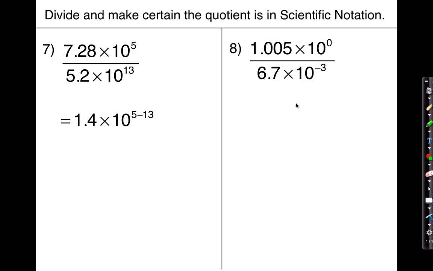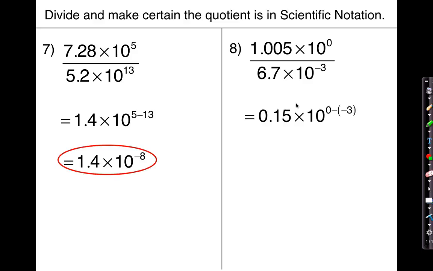Hopefully you set it up and got 1.4 times 10 to the 5 minus 13, which leaves you with 1.4 times 10 to the negative 8. Number 8, after the division, hopefully you got 0.15 times 10 to the 0 minus a negative 3. So again, this is where students often mess up and they put 0 minus 3. So please remember you have to put the minus negative.